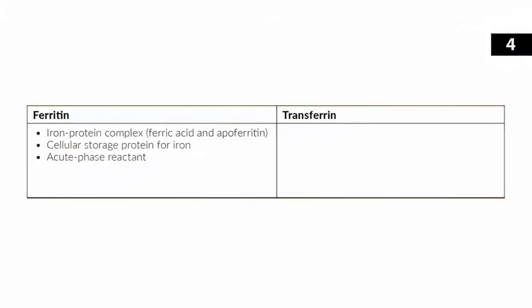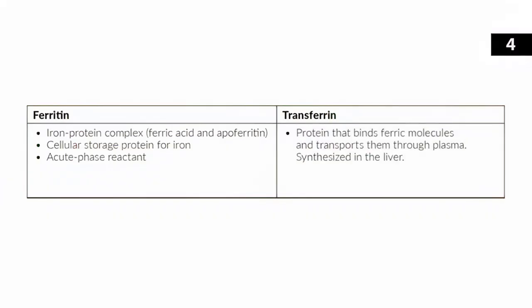Now let's talk about transferrin. So transferrin is a protein that binds ferric molecules and transports them through the plasma. And it's also synthesized by the liver. So it's a transport protein. Now if you want to get iron from the liver to another part of the body, say the bone marrow, then you would do that with transferrin. Trans kind of makes it easy to remember.